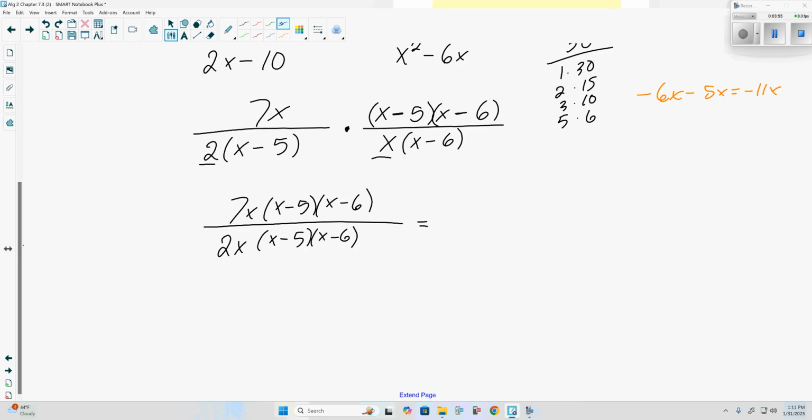So what simplifies? The x minus 5 and x minus 5, x minus 6, x minus 6. What else? The x's would simplify each other out, leaving us with what? It's not always going to be the case that all of our variable expressions cancel out, but it can work out that way. Questions on this here? We ready for the next one?